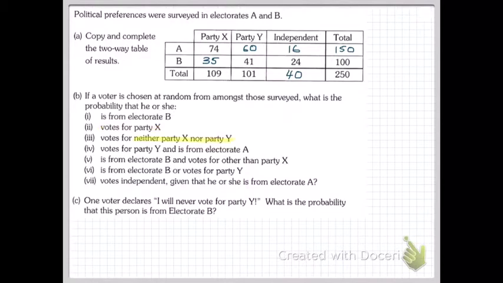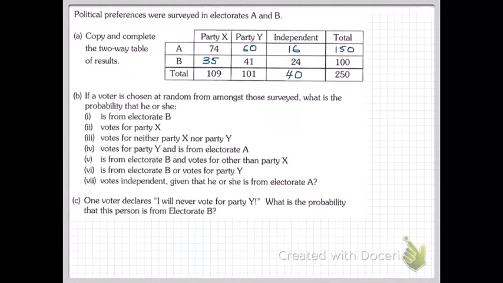Someone who votes for neither party X nor party Y. There's only one other possibility, which is that they voted independent. So we're finding the probability that someone voted independent, and there were 40 in total out of 250, or 0.16. In part 4 we have our first compound example.